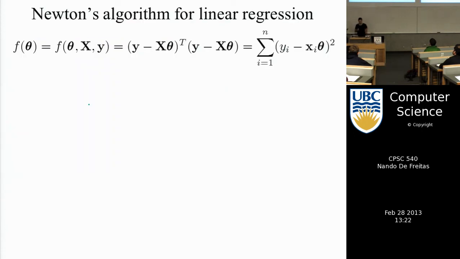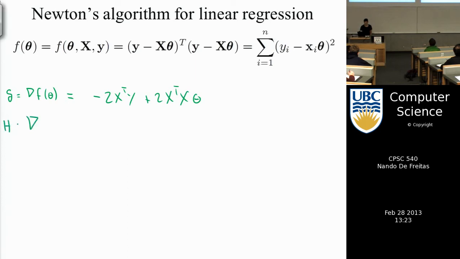Okay, so let's look at Newton's algorithm for linear regression. So we know that the gradient, g, which is the gradient of f, is just equal to minus 2 x transpose y plus 2 x transpose x theta. We know that the Hessian, H, which is the second derivative, is equal to x transpose x.